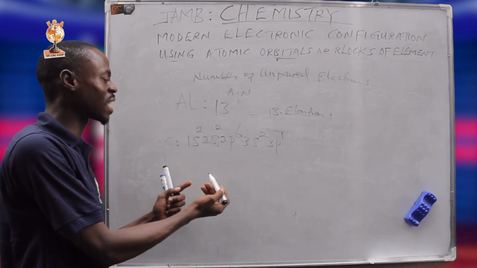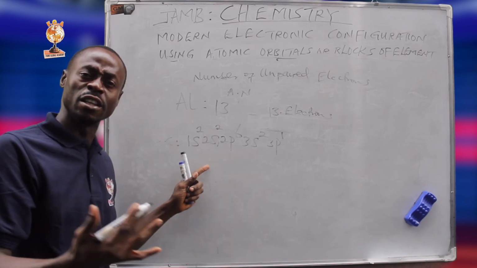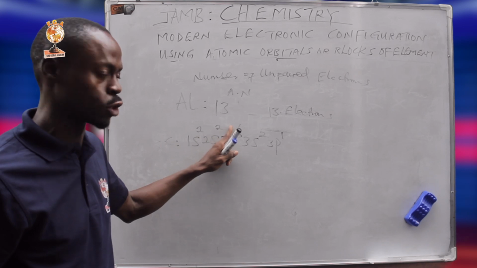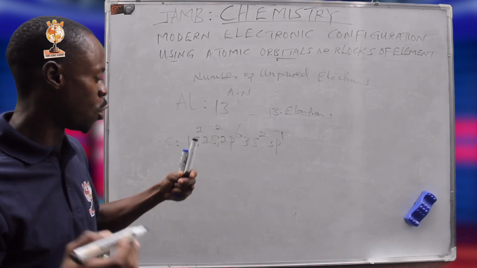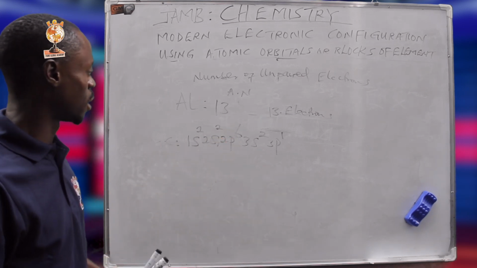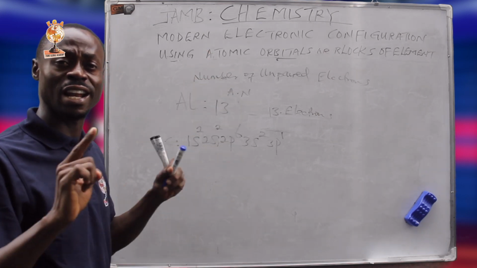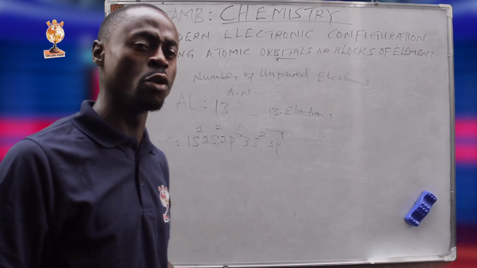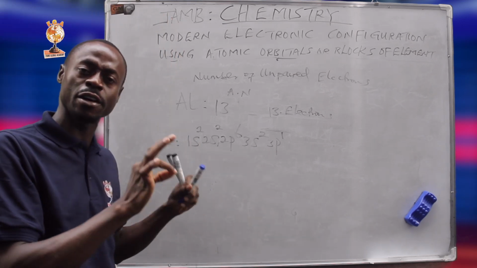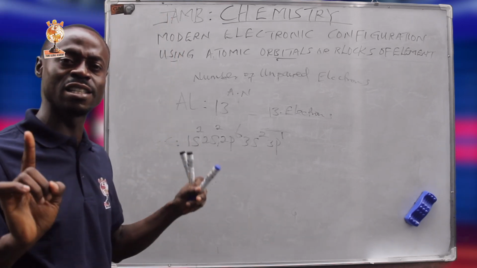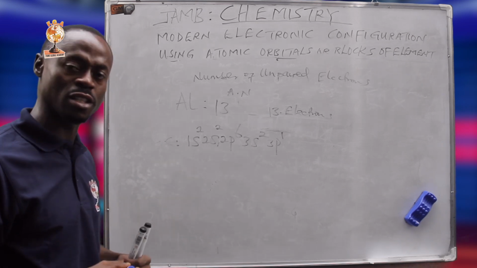For you to successfully determine with ease the number of unpaired electrons, you must show the diagrammatical representation or the filling of these electrons in their respective orbitals. Did you get what I just said? I said for you to be able to determine the number of unpaired electrons in an atom of an element, you must show the diagrammatical representation of these electrons in their respective orbitals.